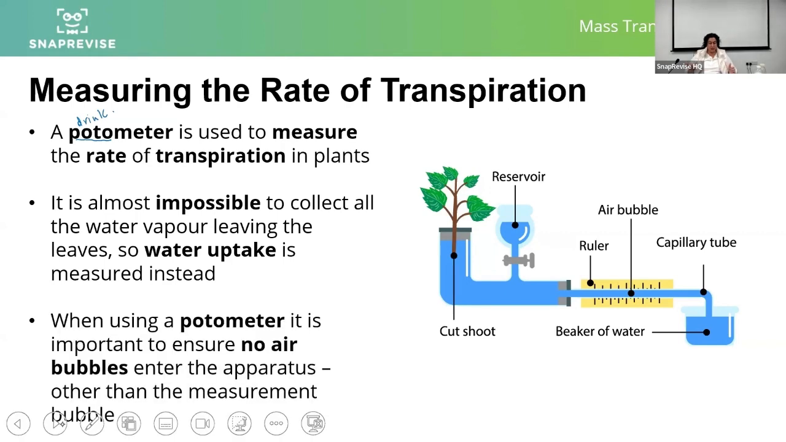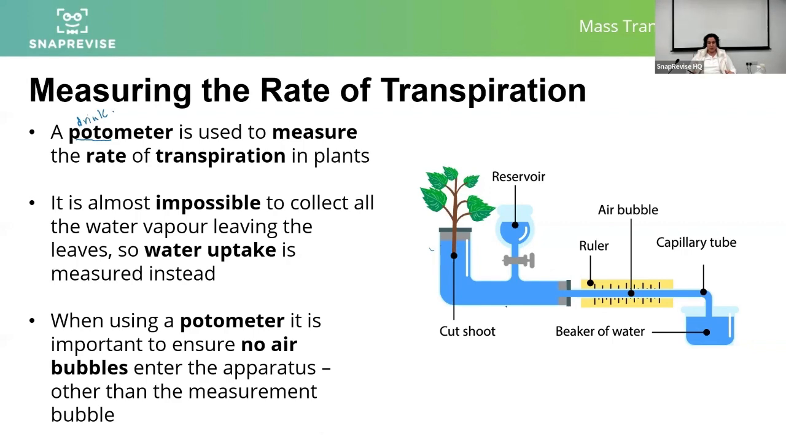So how do we do that? Well, effectively, we replace the roots in the soil with just a direct water source. So we take a plant and we cut off just before the roots. We cut the shoot underwater, and we generally assemble the entire apparatus underwater, because it's important that no air bubbles penetrate any part of this apparatus.